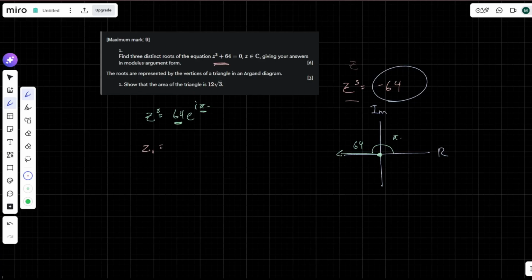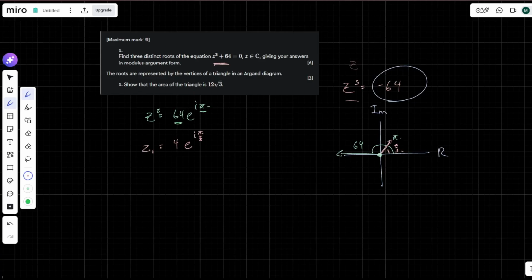If I take a cube root of 64, that's going to be 4, and then we would have pi over 3. Or you could write it as 4 cis pi over 3. But we would have basically on our Argand diagram a much smaller value, a length of 4, and it would only come out to pi over 3, like that. But this is just one of our roots.